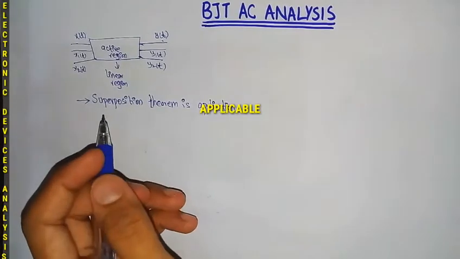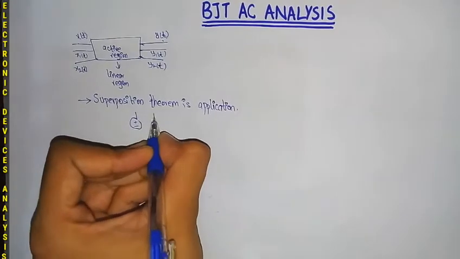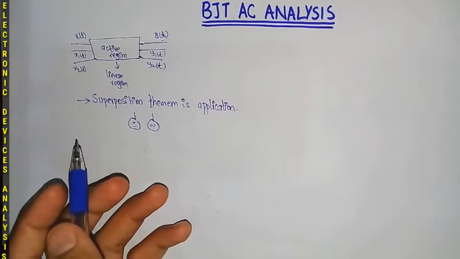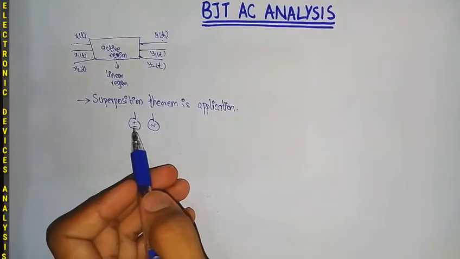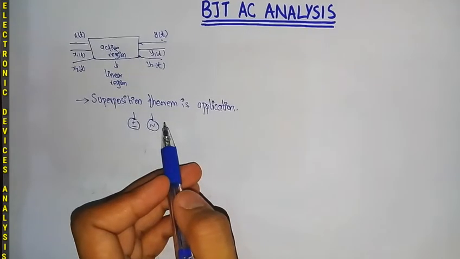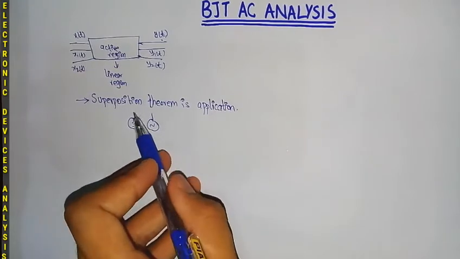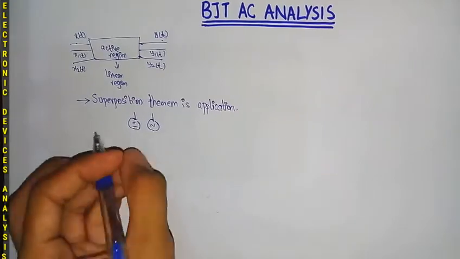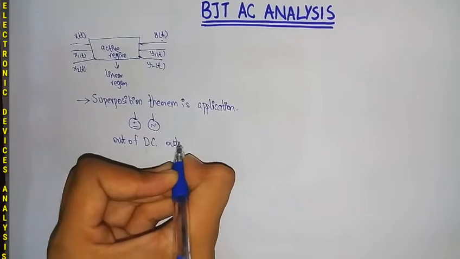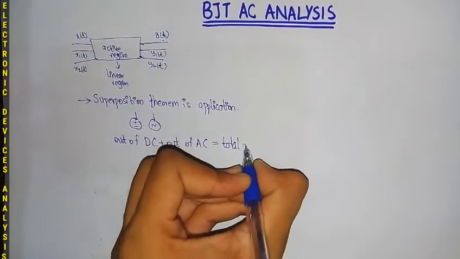The superposition theorem says that if a circuit has a DC source and an AC source, and many other components such as resistors, capacitors or inductors, you can apply the DC source first and the AC source second, or you can analyze the circuit with the AC source first and the DC source later. And at the end, the sum of the DC output and the AC output will be equal to the total output of that circuit.